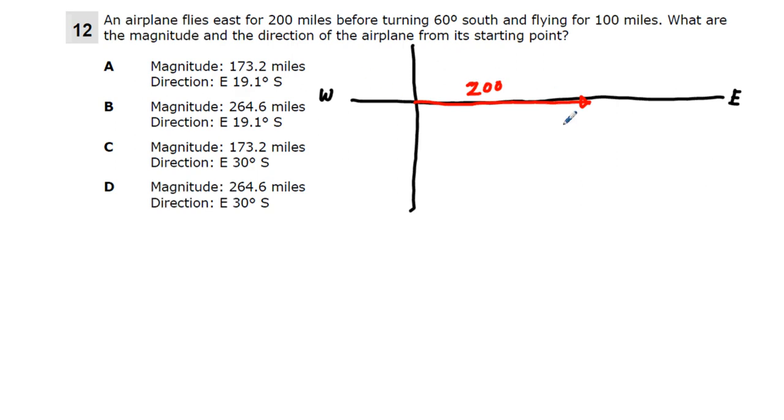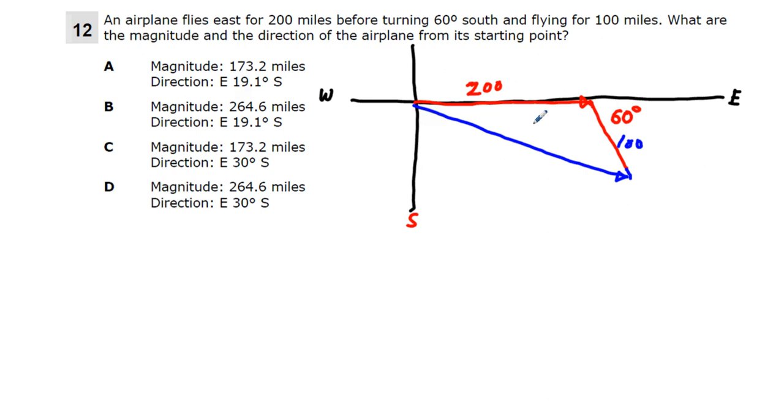And then it says turning 60 degrees south and flying for 100 miles. So here's south down here, and we're going to turn 60 degrees, kind of like this. That's 100 miles. So that'll be 60 degrees right here. And it says, what are the magnitude and direction of the airplane from its starting point? What we're trying to do is find the magnitude and direction of this right here. That's 100, that's 200, that's 60 degrees.